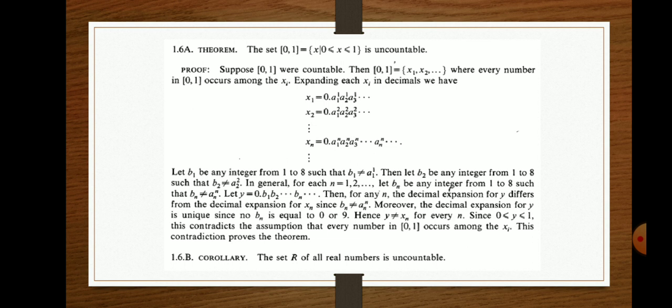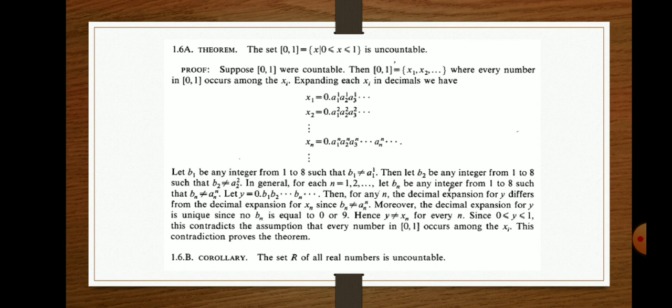Then let b2 be any integer from 1 to 8 such that b2 is not equal to a22. In general, for each n, let bn be any integer from 1 to 8 such that bn is not equal to ann. So diagonally we select all the elements, such that a11 is not equal to b1, a22 is not equal to b2, like that ann is not equal to bn. Now we have new digits, and from these digits we form a new number y equal to 0.b1 b2 etc. bn.